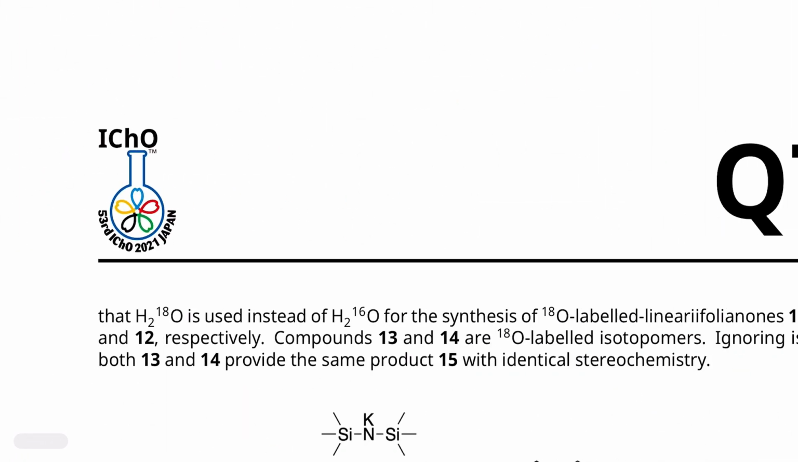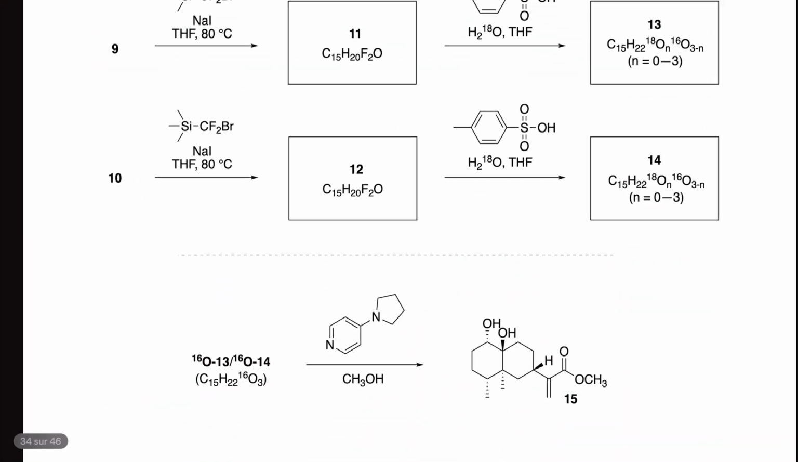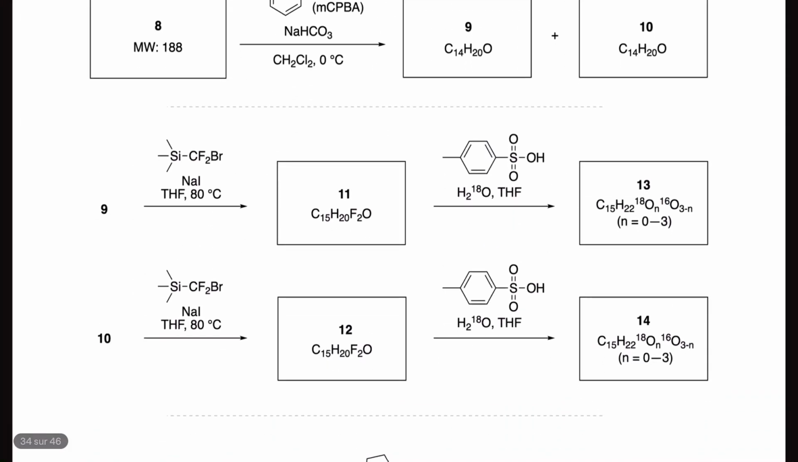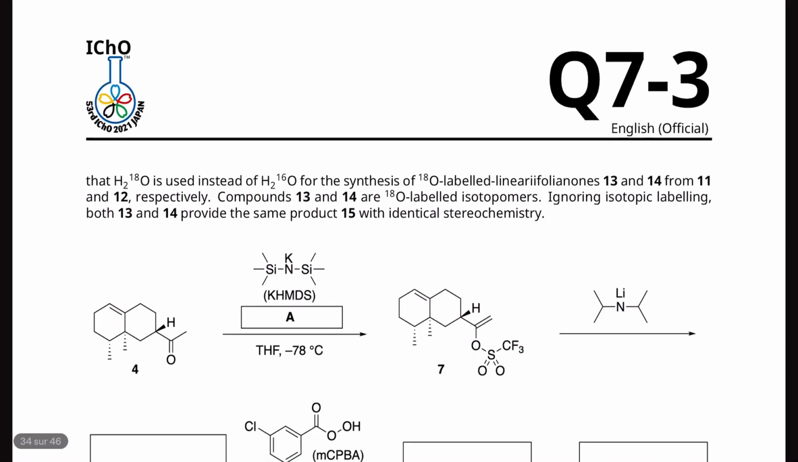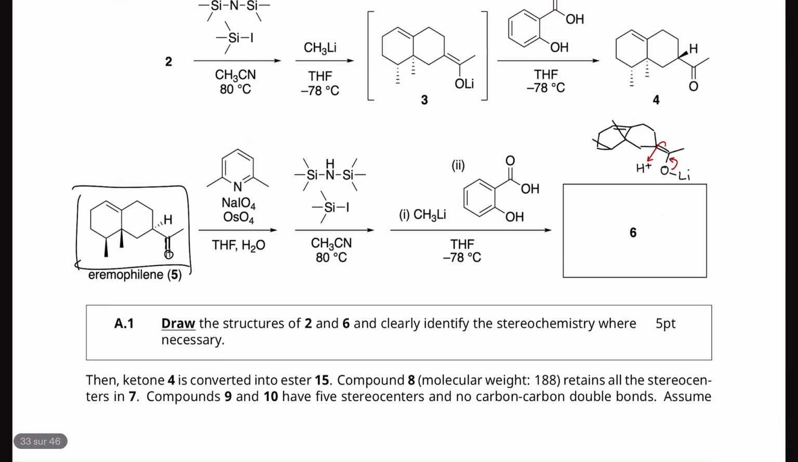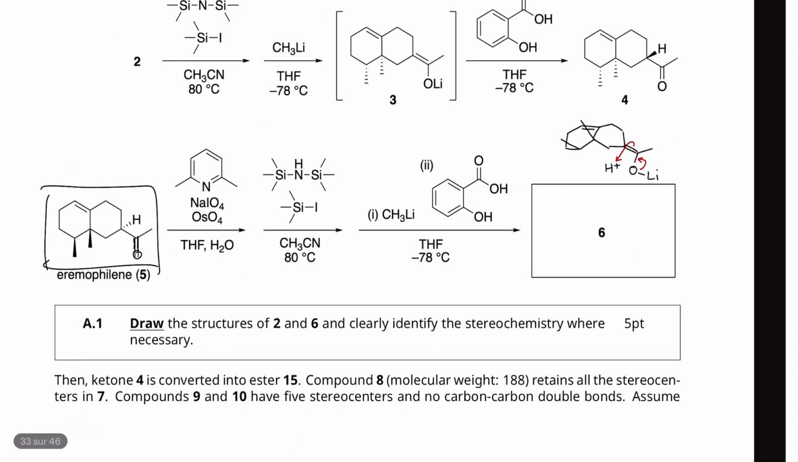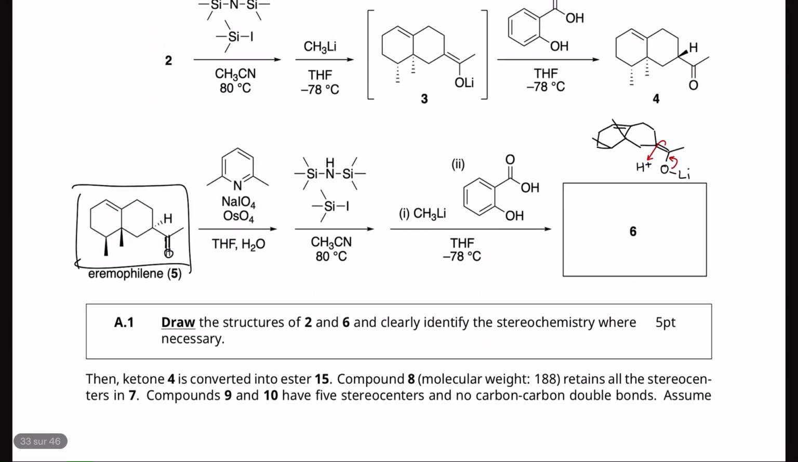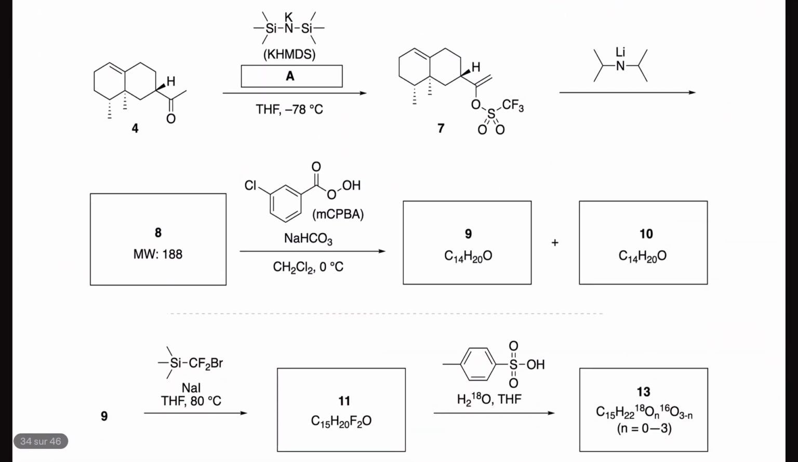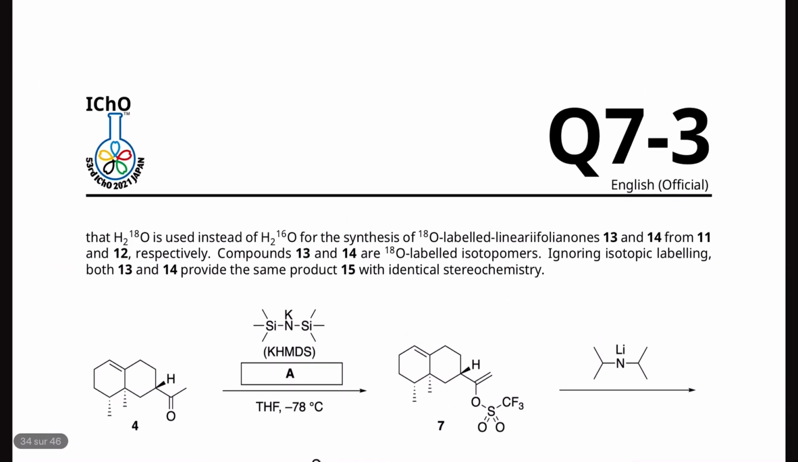Okay, great. Let's continue. So now we have this big scheme. And they also gave us some clues. Okay, so ketone 4 is converting to ester 15, molecular mass 188. What's that for? Compound 8. Oh, they've already given us everything on this scheme, so that we don't have to label anything else.